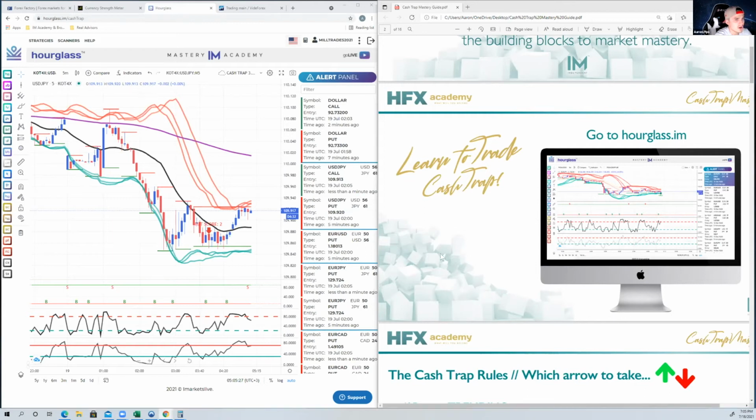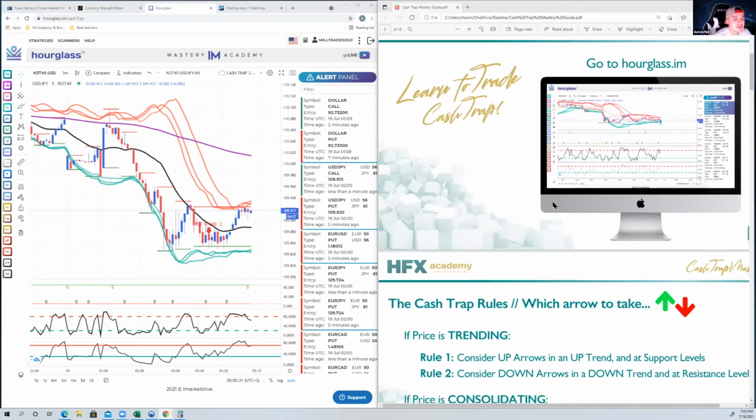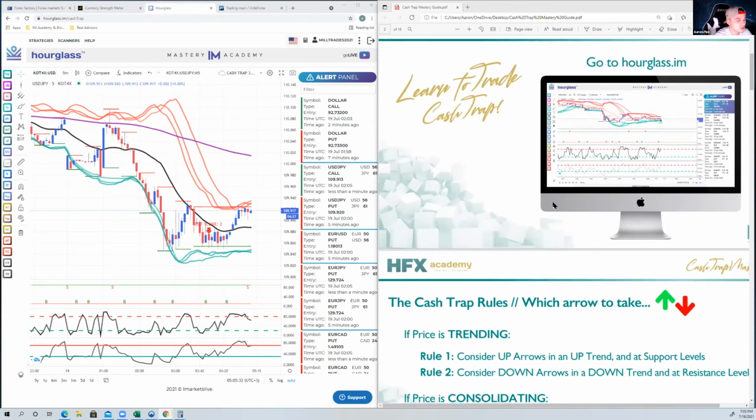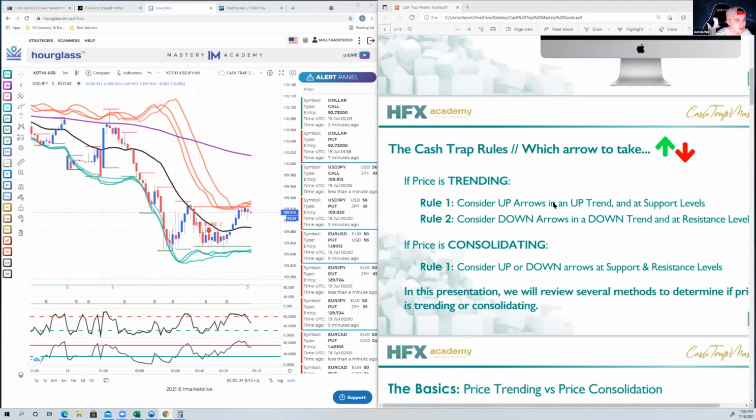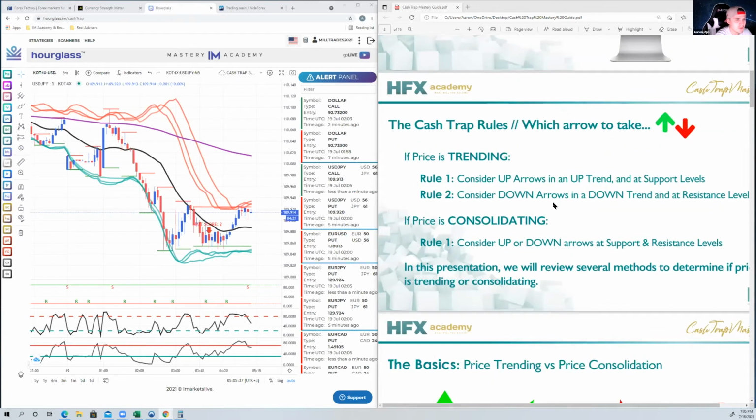All right, you guys. This is the Cash Trap rules. Learn to trade the Cash Trap rules. It's so simple. It's literally given for you. The Cash Trap rules tell you which arrows to take. If price is trending, rule 1: consider up arrows in an uptrend at support levels.